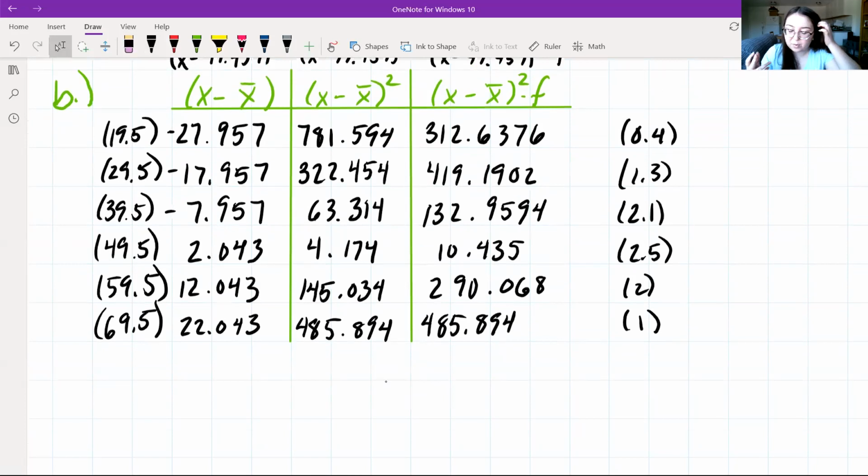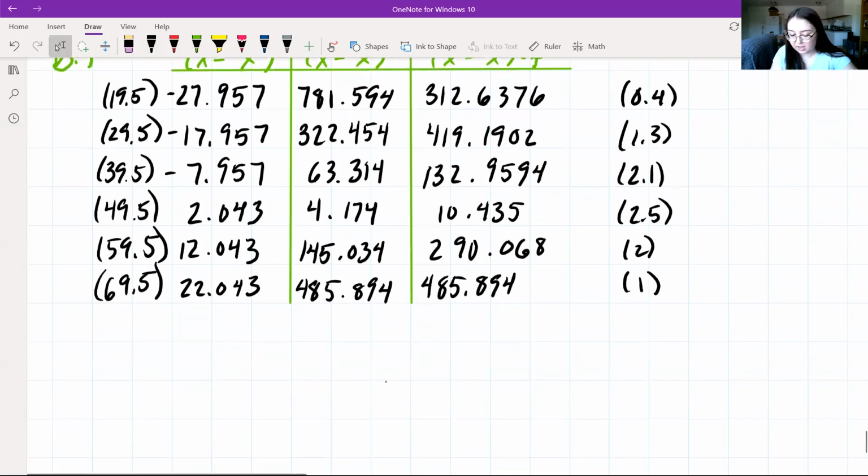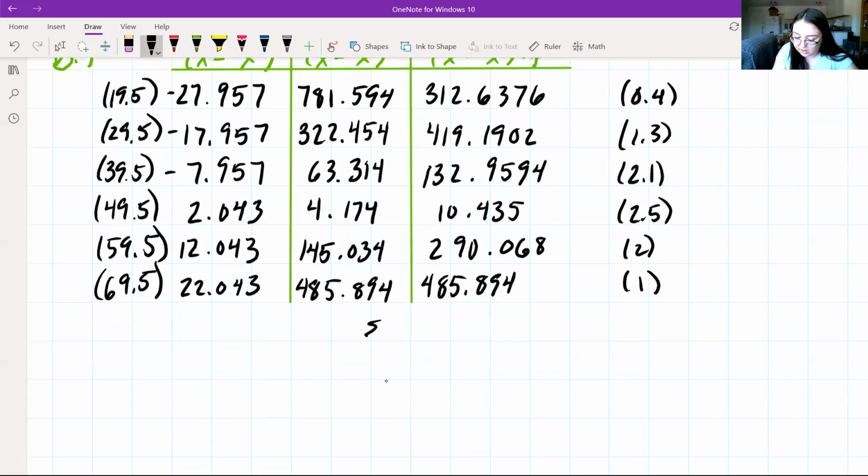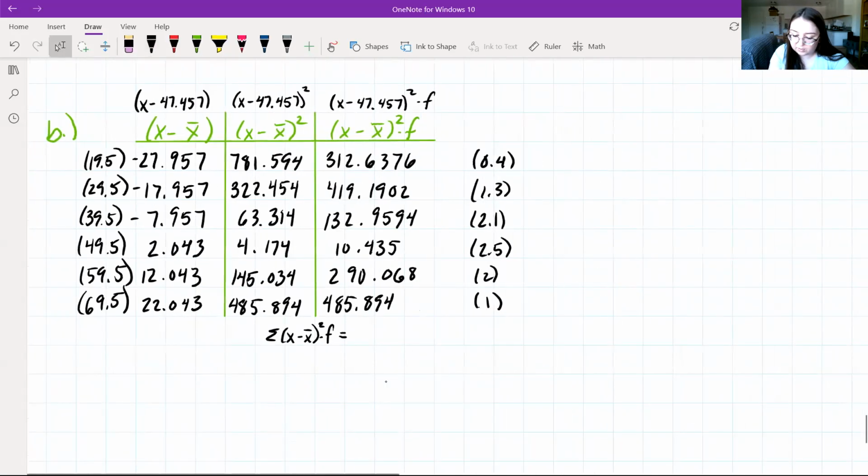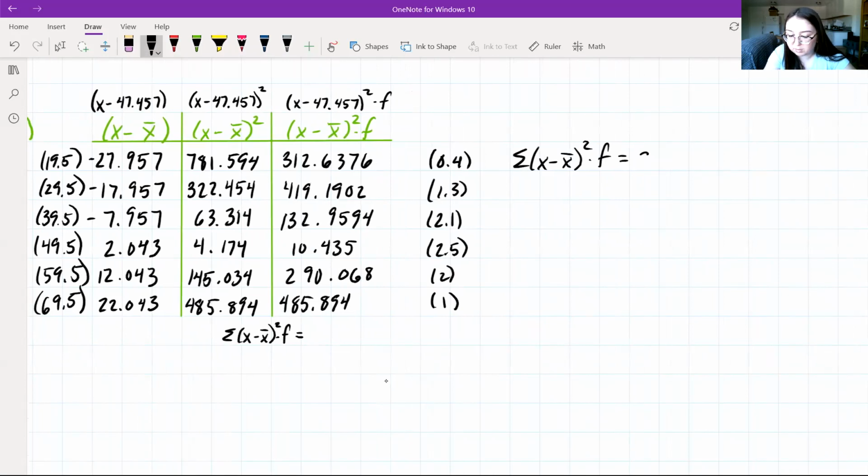All right, so now we have all these values. We have the deviations from the mean squared times our frequency. And now remember, we want to find the sum of all of these values. So we're going to add all of these values up. So remember, we have our sum, our sum of x minus x bar squared times f is equal to, and we're going to add these numbers up.